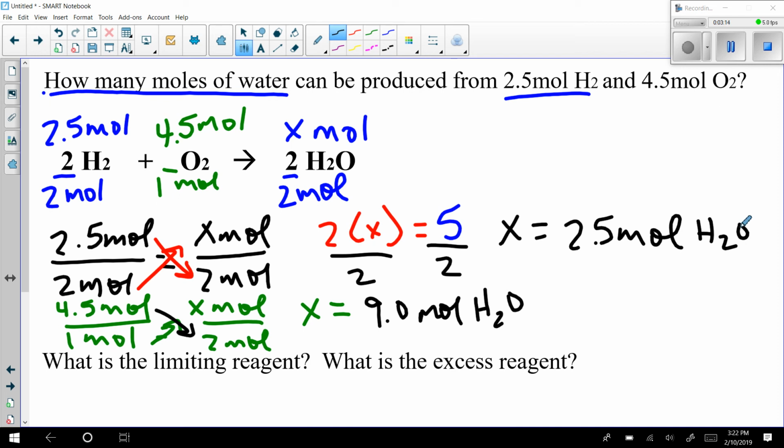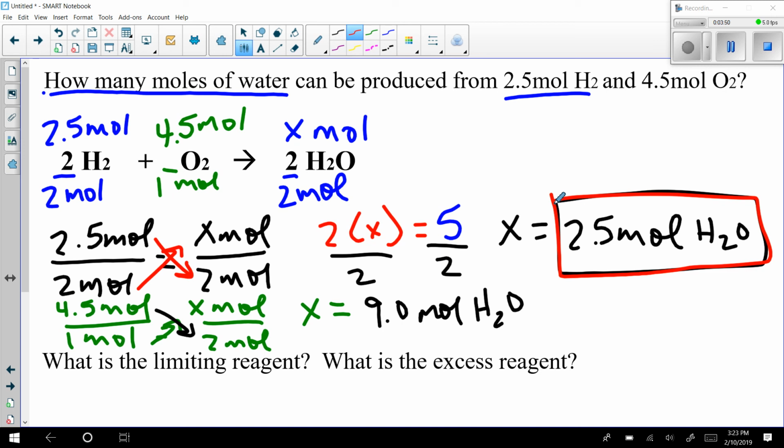Now, given these two amounts that we just calculated, 2.5 moles of H2O and 9 moles of H2O, that came from our two amounts of reactants, we look for the amount of product that is smaller. And in this case, our smaller product produced is this one, our 2.5 moles of H2O, this one right here. So in picking the smaller product, the reason we do that is because that is the product that has been limited by the reactant that created that amount of product.